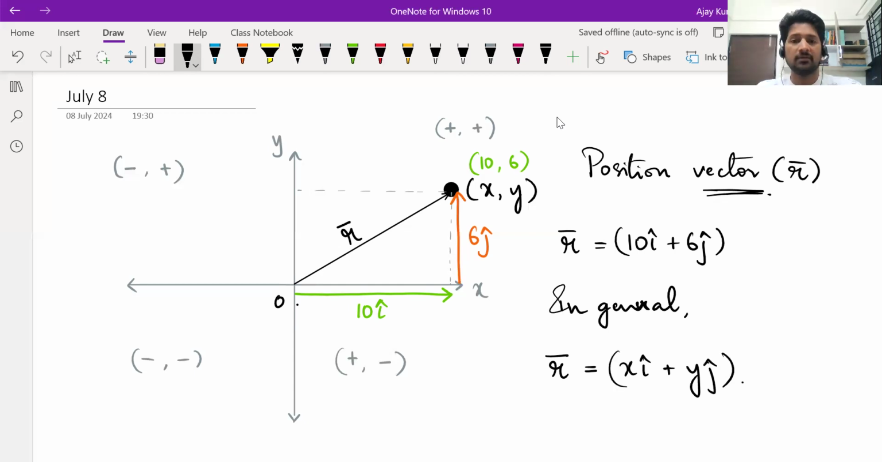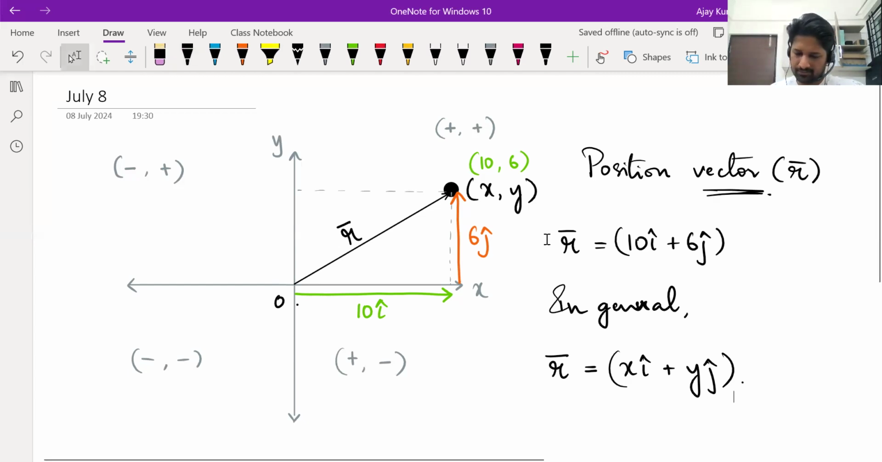So that's how we describe the position of an object in 2 dimensions. You will need 2 components. Sometimes the point may lie on the x-axis, then only the x component will be sufficient. The y component will become 0. That is also possible, but in general, you will need 2 components. That's what I'm saying. Okay. Let's solve one question based on this.